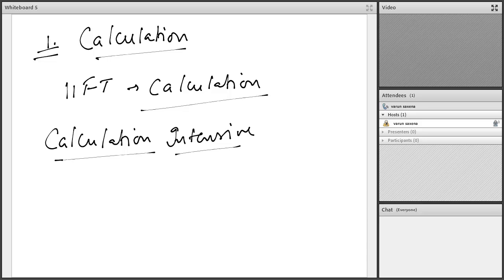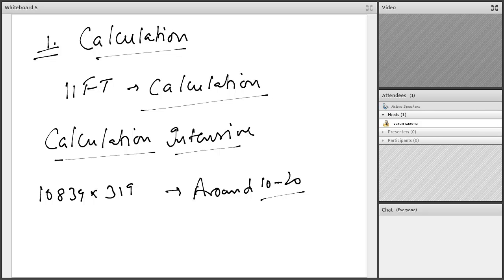So it's not about understanding the set. It's all about calculation in IIFT. Calculation may be like this: you have to do 10839 into 319 around 10 to 20 times to solve one question. So it's very important that your calculation skills need to be very good in IIFT. So this is the major thing.